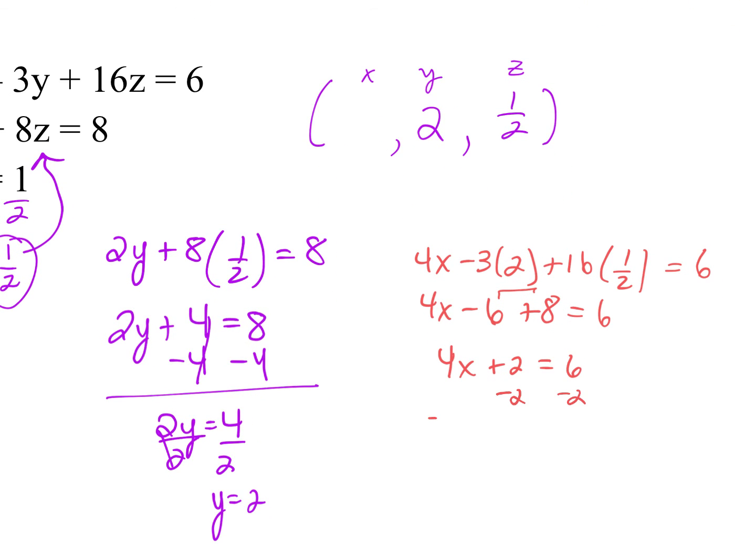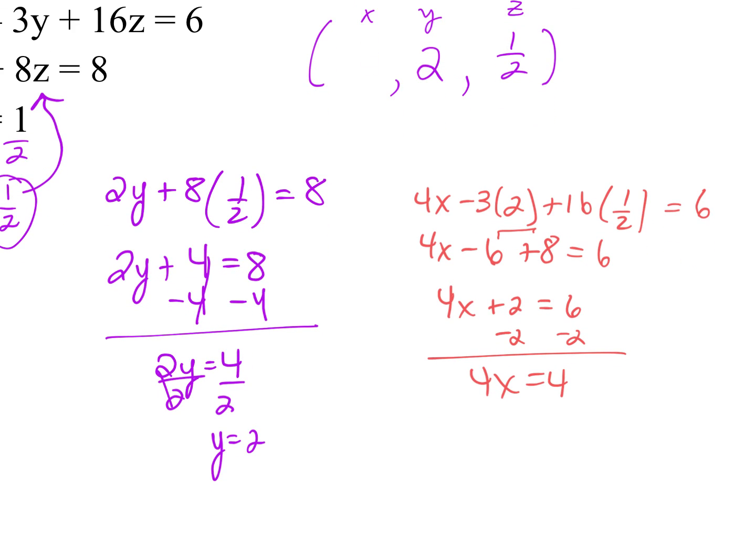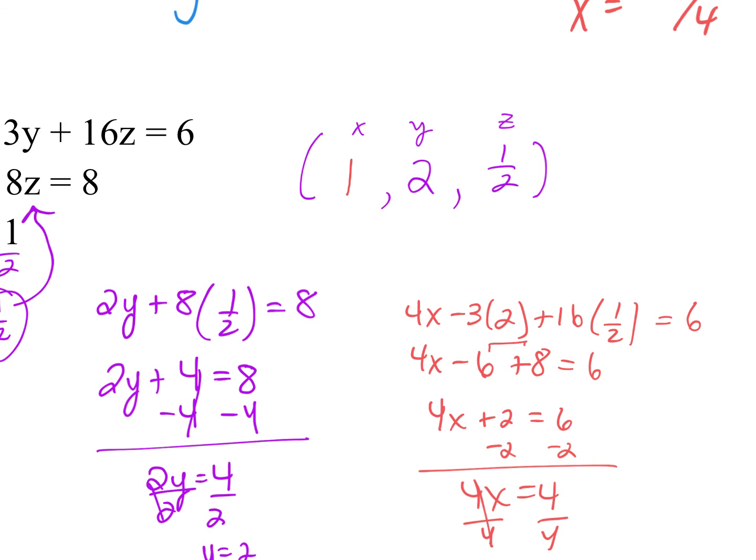Minus 2 from both sides. 4x equals 4. Divide both sides by 4. And x equals how much? 1. So in this case, our ordered triple is 1, 2, and 1/2. Very important, especially when we have our 3 equations and our 3 variables, to go through and check. Because sometimes our answer can look nice and pretty and it seems like we did it right, and then when you go back and check, you're like, whoops, wait, this doesn't work out.